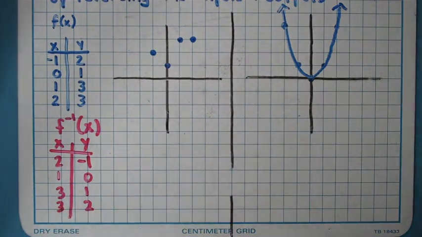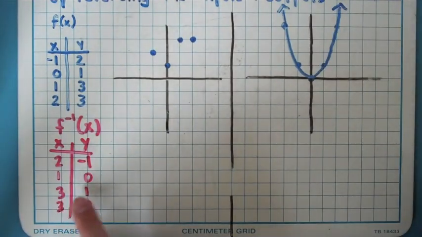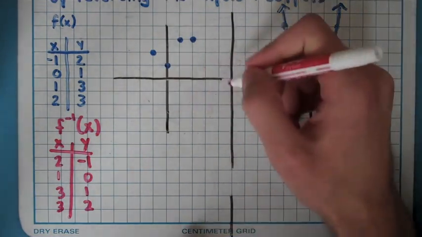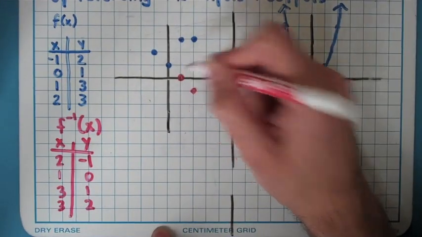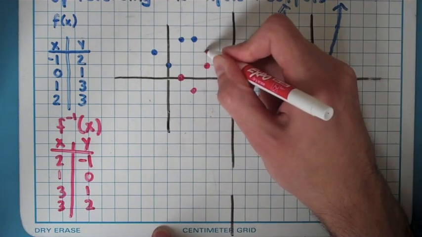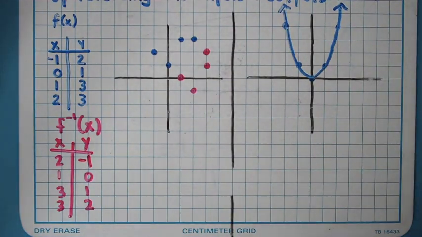Now my inverse is not a function in this example because my input of 3 has two different y values here. So that would be bad. This is not a function, but that doesn't mean we can't graph it. So I'm going to go ahead and do so. We have 2, -1, 1, 0. We'd be 3, 1, and then 3, 2. So that would be our function actually graphed there.